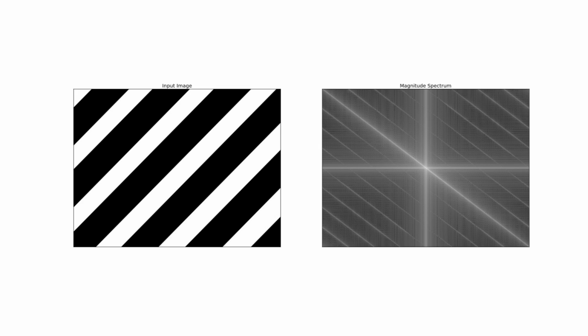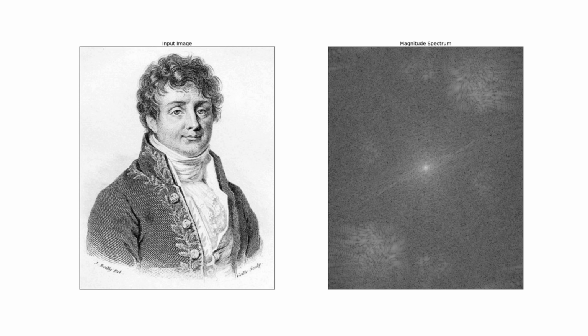Let's also do the transform of a depiction of Fourier himself. Here we can see that there are no very clear irregularities, other than perhaps a faint pattern running from left to right, slightly diagonally. Being able to do this has many applications.